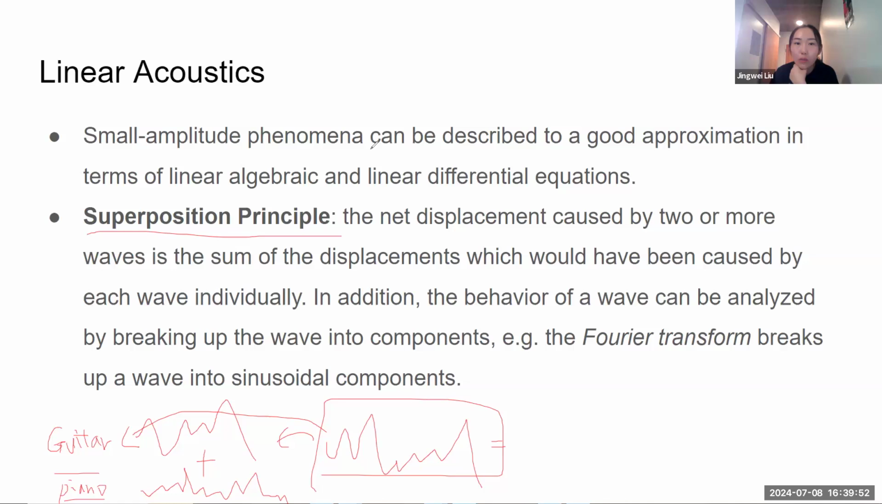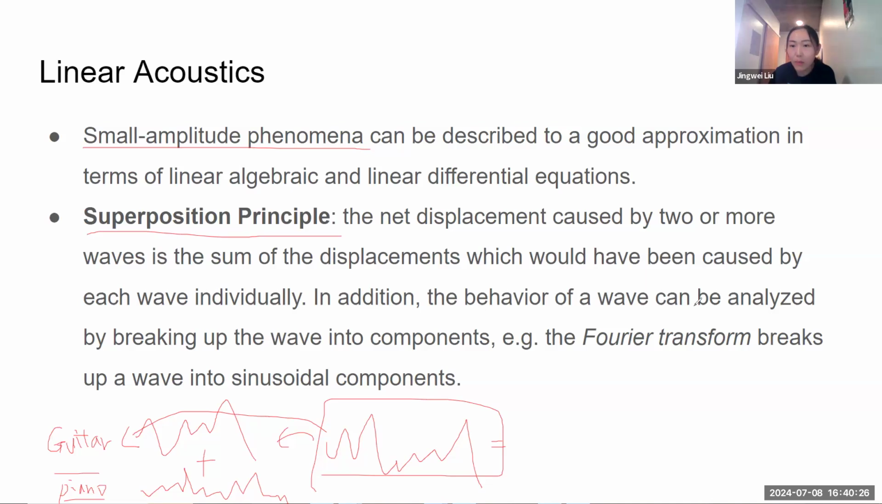And small amplitude phenomena means your wave is of very small amplitude. In most cases, for musical phenomena, it's always small amplitude. Therefore, it's okay to describe most musical instruments or musical phenomena using linear acoustics. But there are also non-linear acoustics, which are much more difficult and complicated.